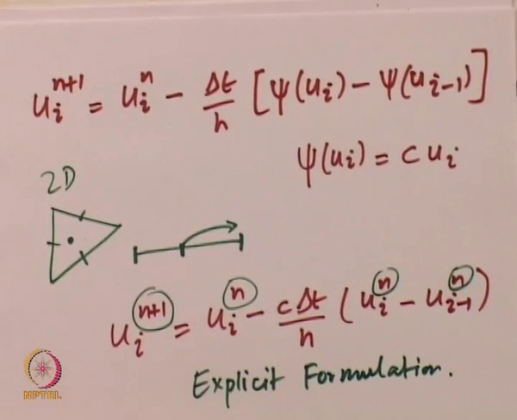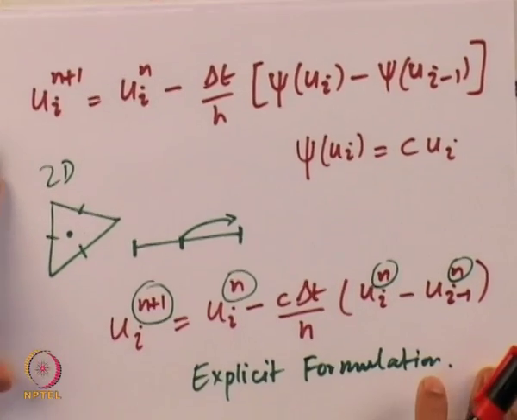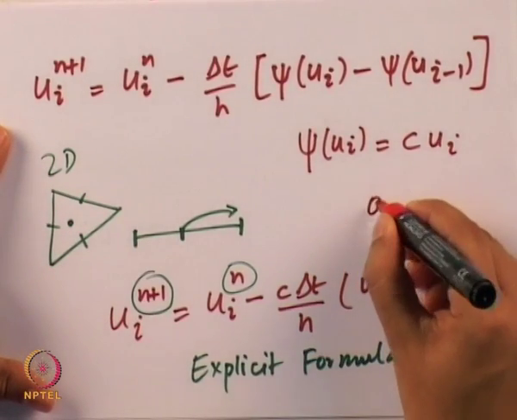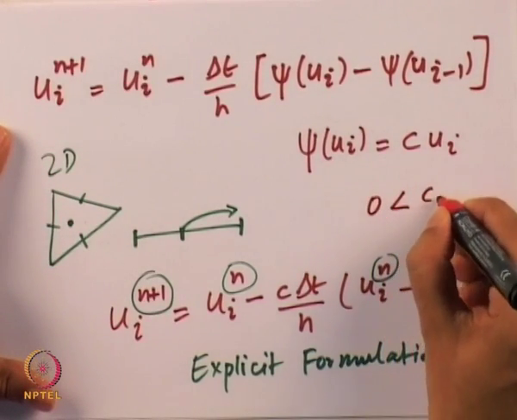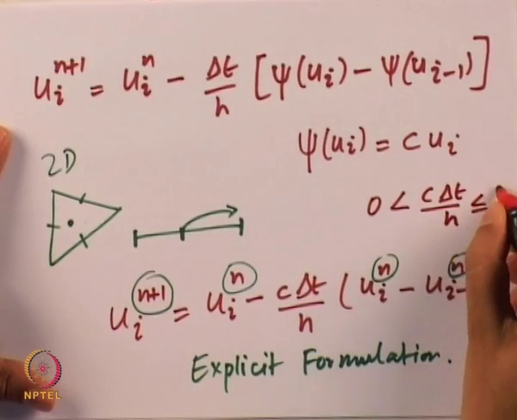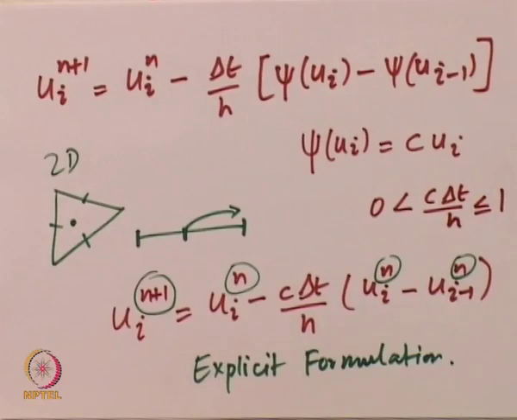And of course what we have also is a CFL condition which says 0 less than C delta t by h less than or equal to 1. So this is the CFL-like condition.